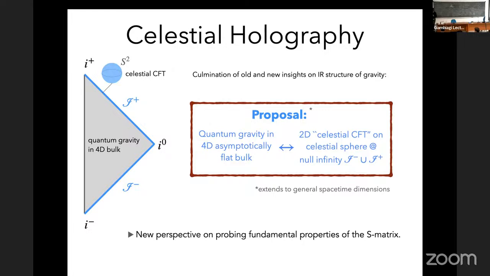We will refer to this theory as a celestial conformal field theory because it has some similarities with conformal field theories. While I've stated this for four bulk spacetime dimensions, we expect a holographic principle to hold in general dimensions. And what this proposal offers is a new, different perspective on probing fundamental properties of the S-matrix and potentially gaining insight into the structure of quantum gravity in asymptotically flat space.